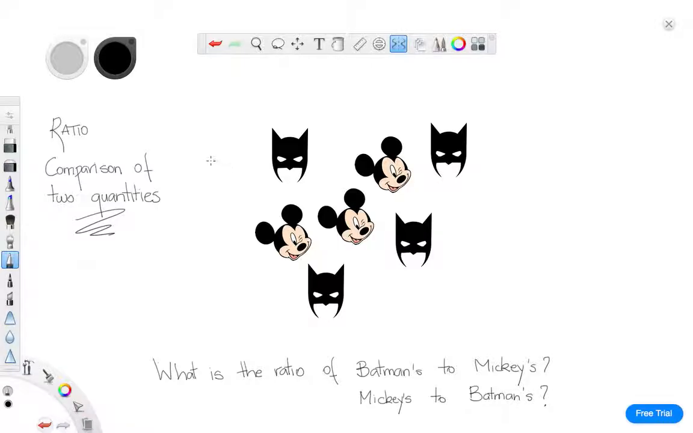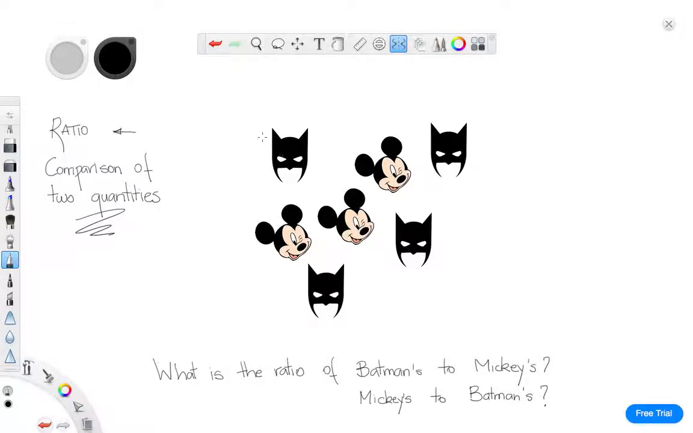Now, the first thing that I want to point out is that the ratio right here is a comparison of two quantities. We can compare how many boys to how many girls we have in the class. We can compare how many Real Madrid fans to Barcelona fans we have. Whatever we want, we're trying to establish a comparison.